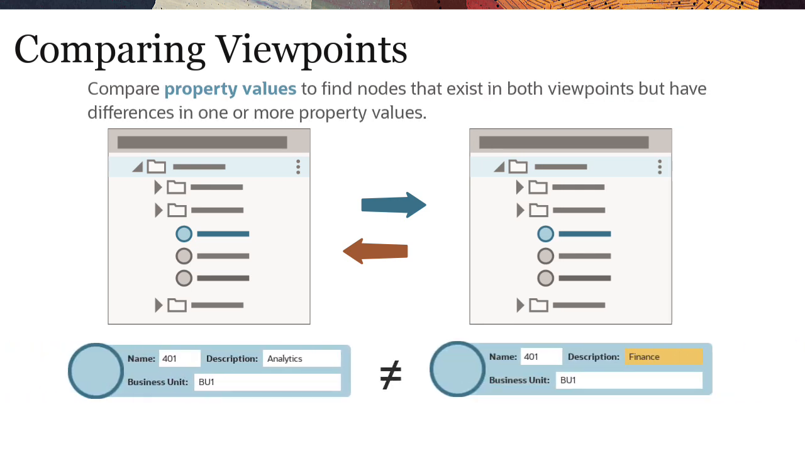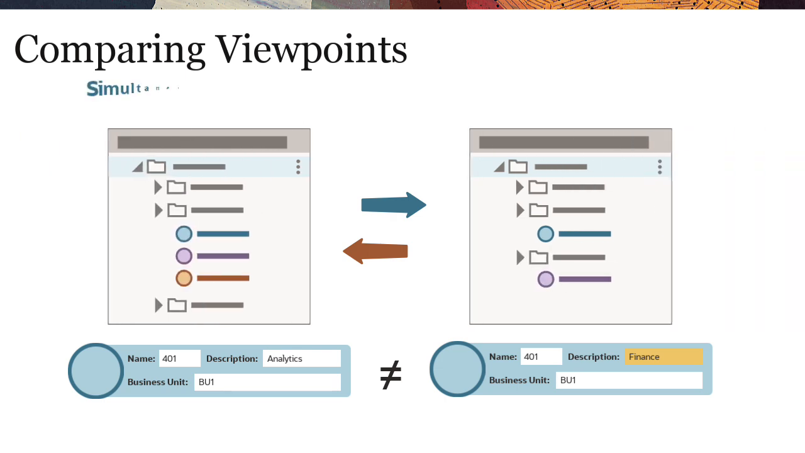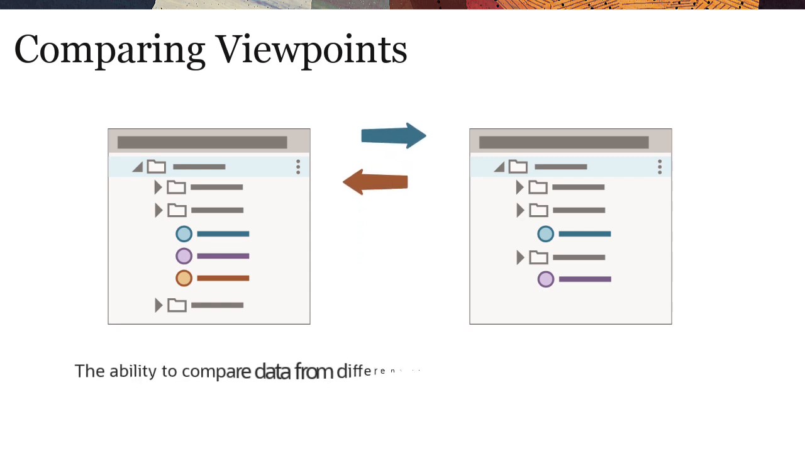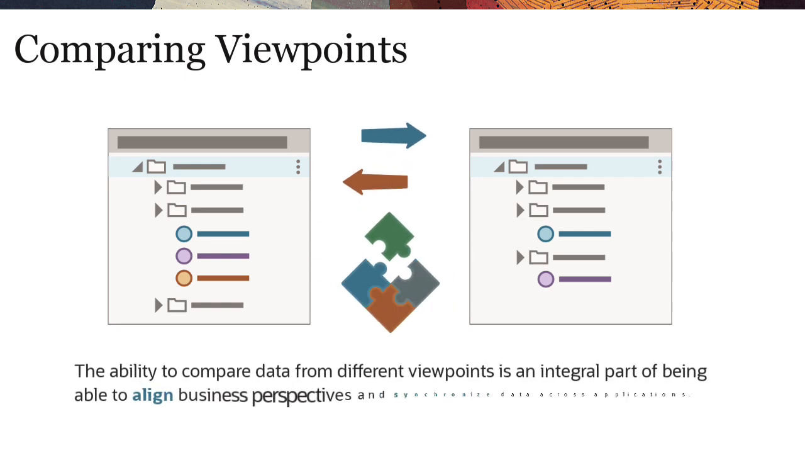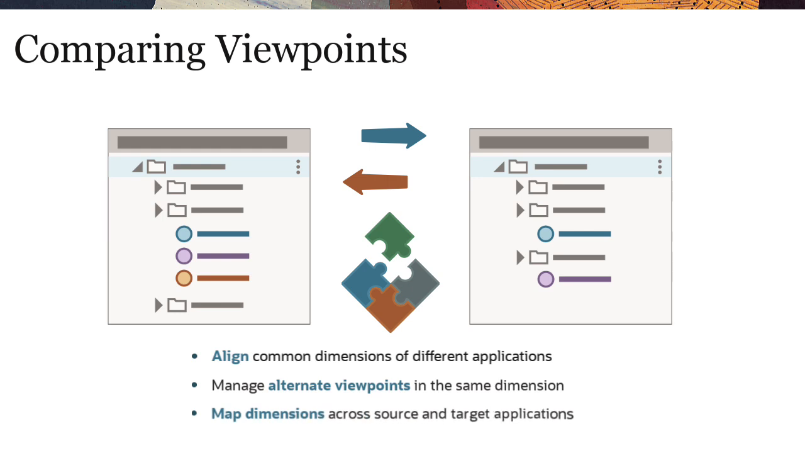property values. You can run multiple types of comparisons at the same time. For example, you can simultaneously run a comparison for missing nodes, parent relationships, and property values. The ability to compare data from different viewpoints is an integral part of being able to align business perspectives and synchronize data across applications. Comparing viewpoints helps you align common dimensions of different applications, manage alternate viewpoints in the same dimension, and map dimensions across source and target applications.